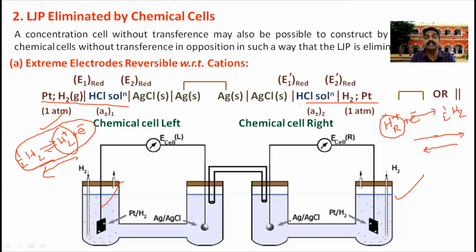So that we will see in our next class. So with this, I am concluding today's lecture, and in our next class, we will see the liquid junction potential eliminated by chemical cells in which the extreme electrodes are reversible with respect to anions. And also, we will see how to deduce liquid junction potential in a concentration cell in our next class.